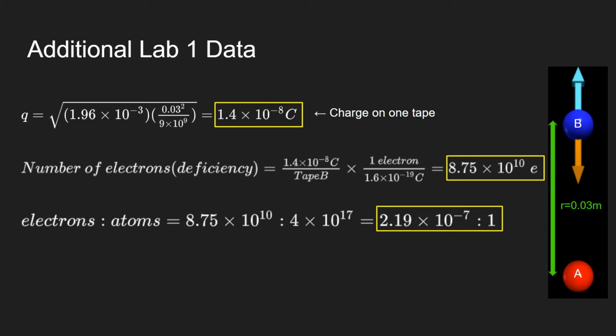This is additional Lab 1 data. We should note that the charge on one tape calculated using the point charge model, as shown on the right, was approximately 1.4 times 10 to the negative 8 coulombs. And we're going to compare this result with Lab 2 results later on.